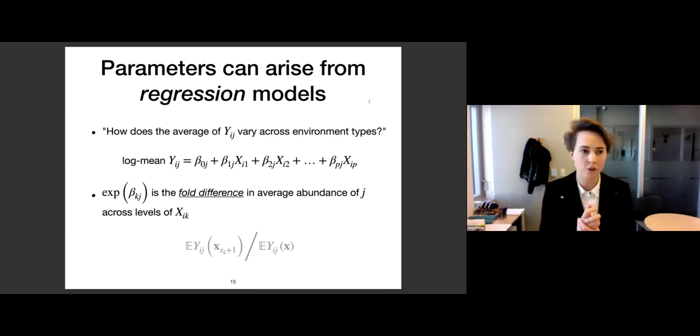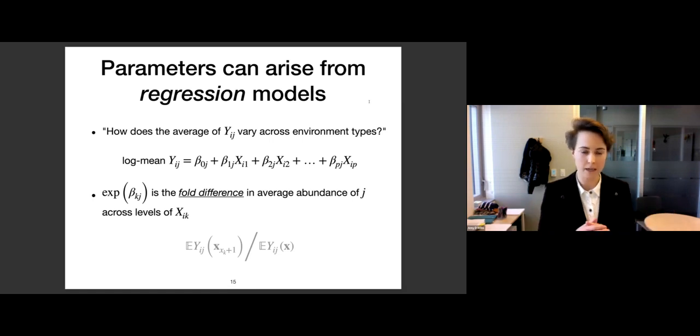Okay, so instead of asking questions about the average microbial abundance, we could be asking questions about how that average varies across environment types. What I've written here is a regression model. Here I'm looking at the log of the expected value, or the mean abundance, of the ith category as some linear combination of information about our environment types.